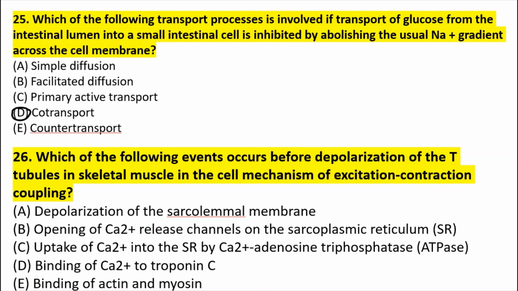26. Which of the following events occurs before depolarization of the T tubules in skeletal muscles in the cell mechanism of excitation contraction coupling? A, depolarization of the sarcolemma membrane. So this is correct. So there is depolarization of the sarcolemma membrane.